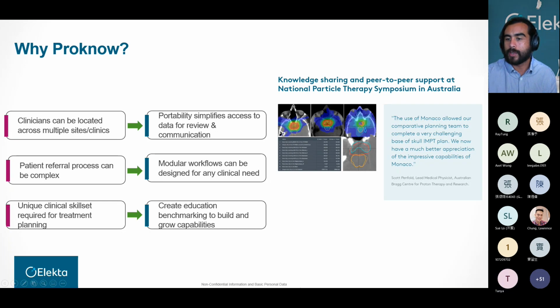And here is just a little bit of an anecdote from Scott Penfold, who is one of the leading medical physicists in the region, particularly for protons, where he used Monaco and Prono combined to run a planning challenge for a very challenging indication. What they found was that through Monaco and through Prono, they were able to create very high quality plans, but also they were able to simplify the transmission of data over Australia, which of course is a huge country, and we often have a lot of IT issues. So I thought that was a very nice story.